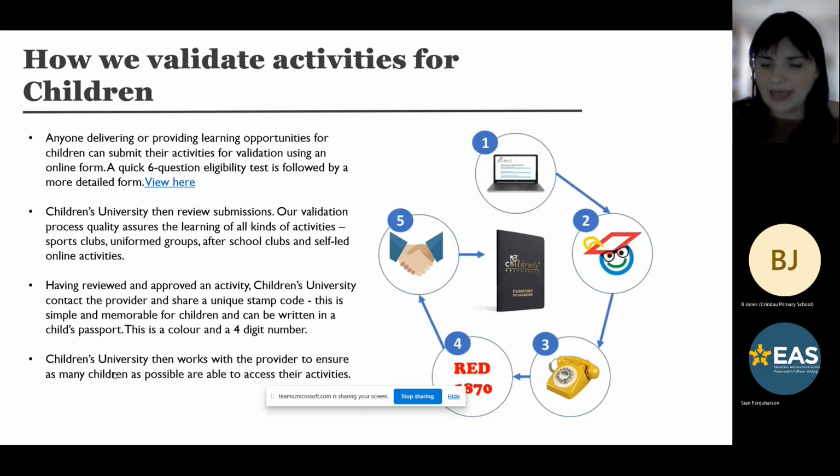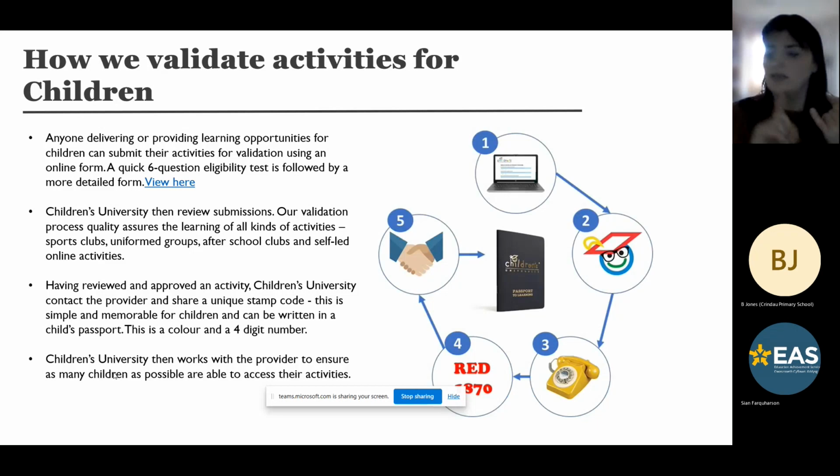A bit more, again, this is not what you need to worry about, but it just gives you a bit of understanding around how we manage activities within the local area. So as I said, anybody who's got a learning opportunity for children can submit their activities to be validated. And they can do this via the website, and I can show you later on when we go to log on the area of the website that learning providers can use. So there's a 6-question eligibility test, and then it's followed by a detailed form.